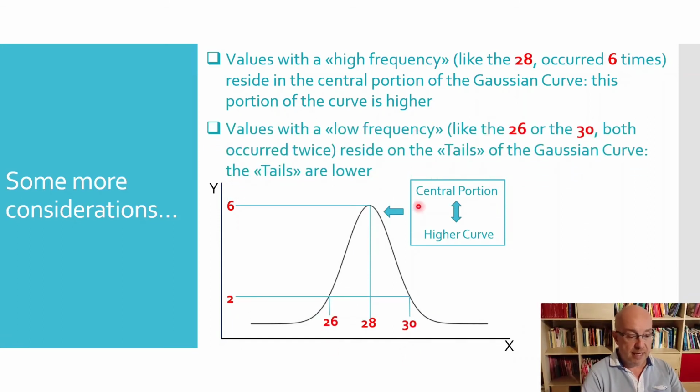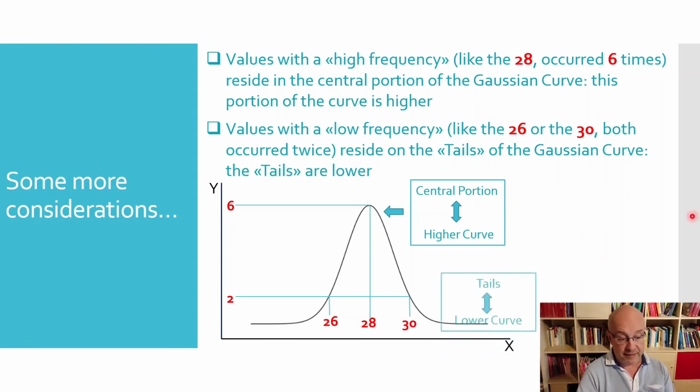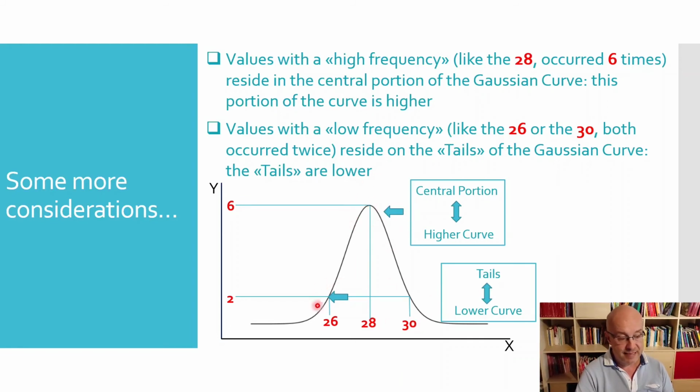So values with a high frequency are in the central portion of the curve, while values with a low frequency, like the 26, because there were only 2 bags with 26 M&Ms, and values like 30, because there were only 2 bags with 30 M&Ms. So values with a low frequency reside on the tails. These are the tails of the Gaussian curve, and the tails are lower in height. So we can see here that the central portion of the Gauss curve is high, while the tails of the Gauss curve are low.